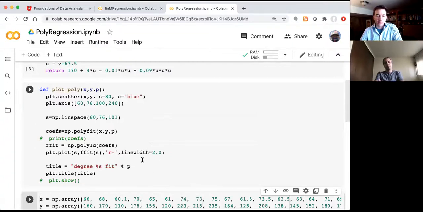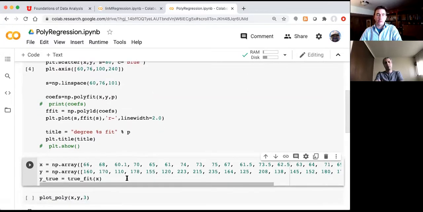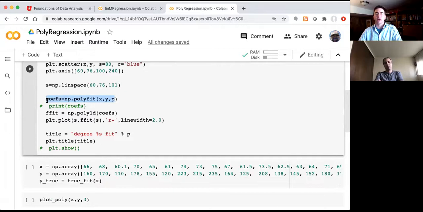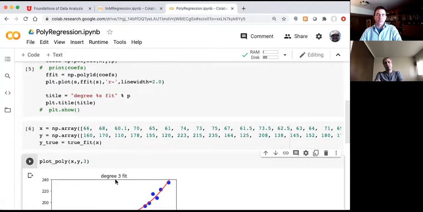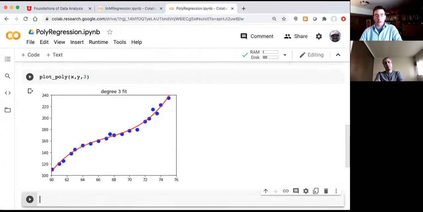That's not in this file. Okay, I define this polynomial fit, and this is so I can do plotting. And I'll use this polyfit function that I showcased before, but now I'm going to increase it by some power p. With all the data I showed a little bit ago, I'm going to run this with a polynomial fit of degree 3. Okay, and I get this red curve that goes through here.